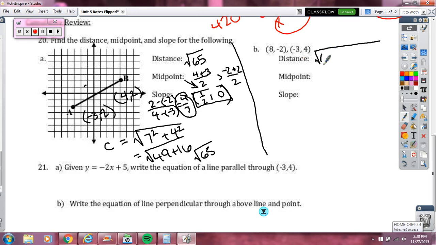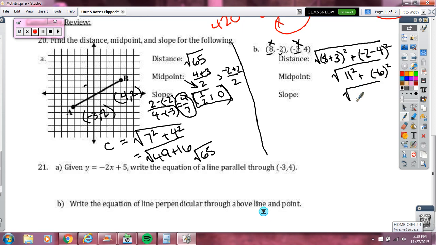For part B, distance formula, x minus x, so 8 minus -3. Notice this is an x and this is an x. Square that answer. Plus y minus y squared. 8 plus 3 is 11 squared. And then -2 minus 4 is -6. Look at my parentheses. Parentheses save lives.